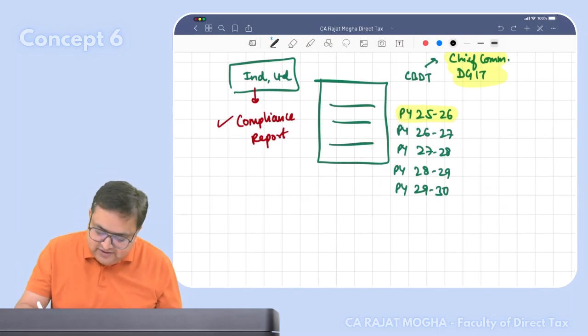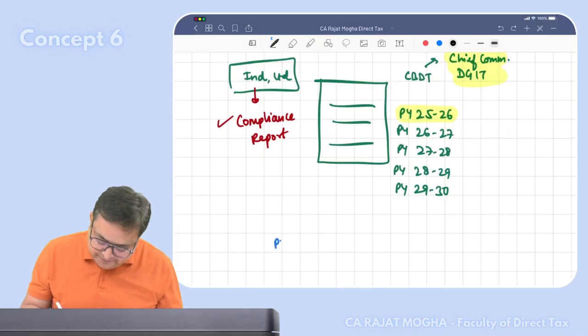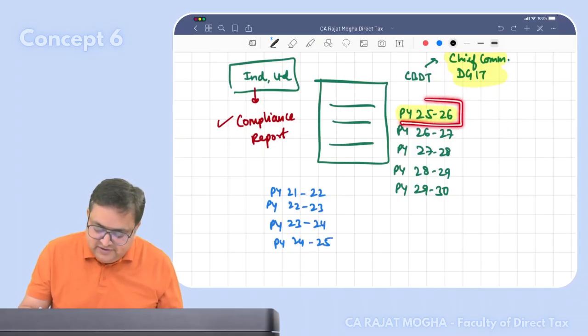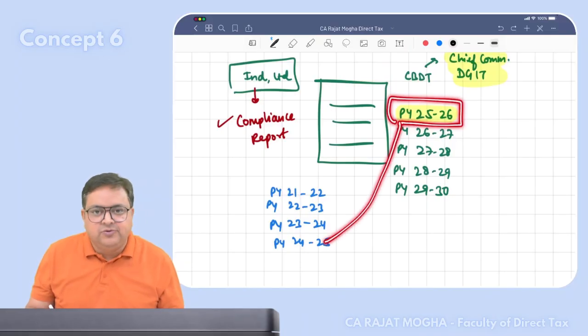So what would be the last 4 years? The last 4 years would be 21, 23, 24. Can I write this way? These are the last 4 years. Got it? So previous year 25, 26. The last year would be previous year 24, 25.